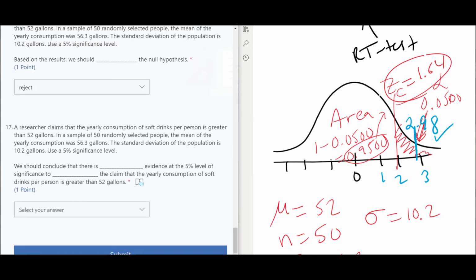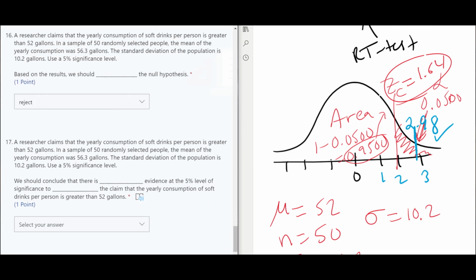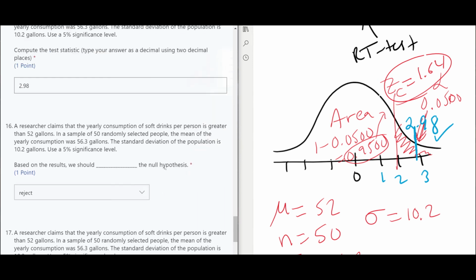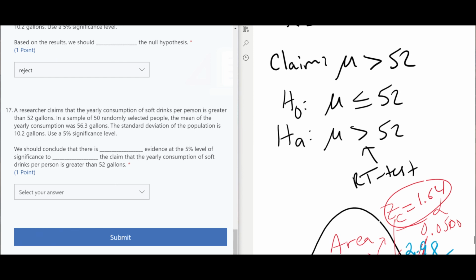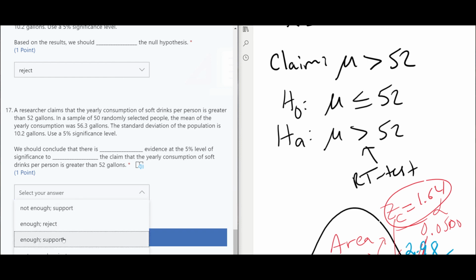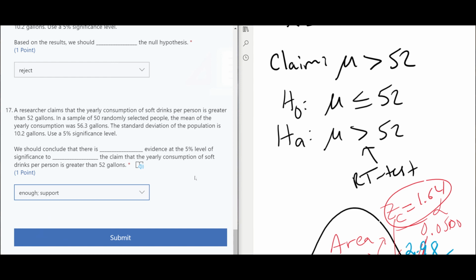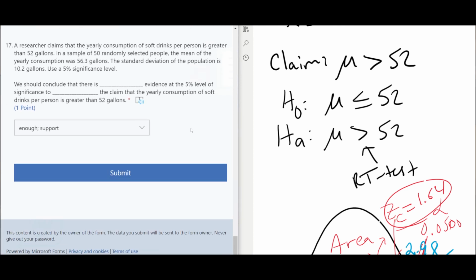So we should conclude that there is enough evidence because we're rejecting. And since the claim belonged to our alternative, we're going to use the word support. So we should conclude that there is enough evidence at the 5% level to support the claim that the average yearly consumption of drinks is greater than 52 gallons.